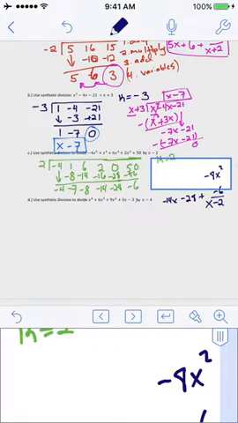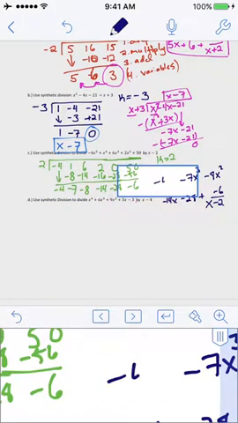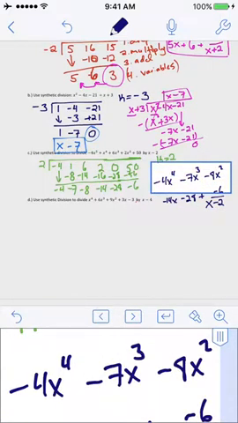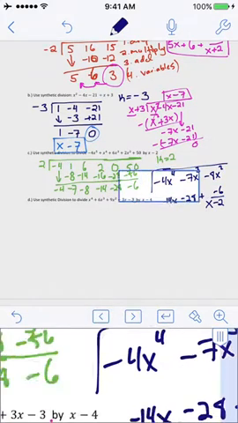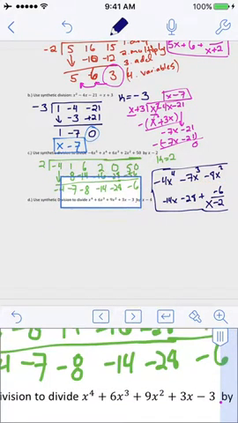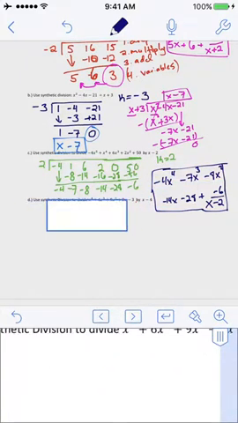Negative 8x squared. Negative 7x cubed. I went up 1. And negative 4x to the 4th. So I end up with the polynomial. I know it kind of got cut in half for room, but negative 4x to the 4th minus 7x to the 3rd minus 8x squared minus 14x minus 28 minus the remainder of negative 6 over x minus 2. That whole thing is my quotient. Would have had the same answer in long division, but notice it took us like half the time. So that's very useful, right?